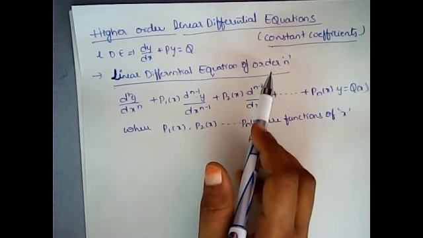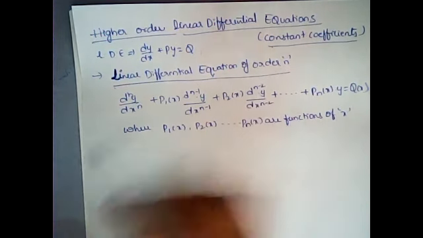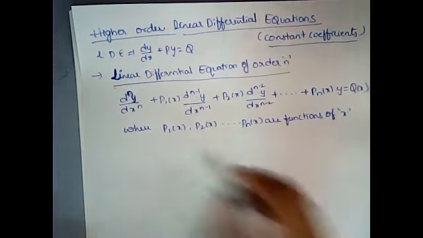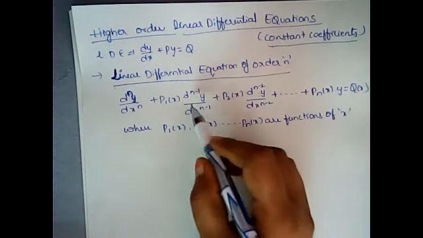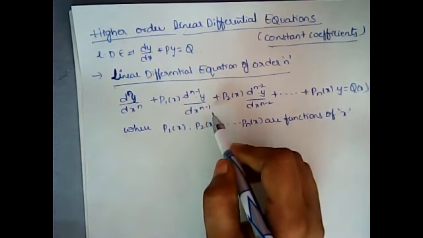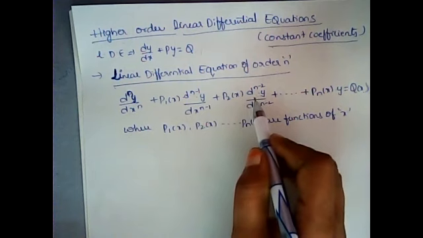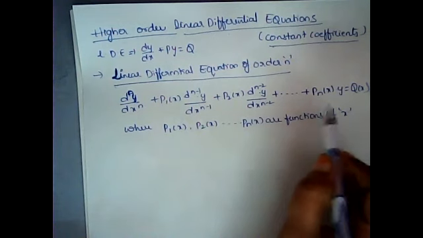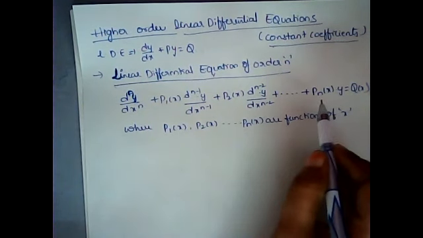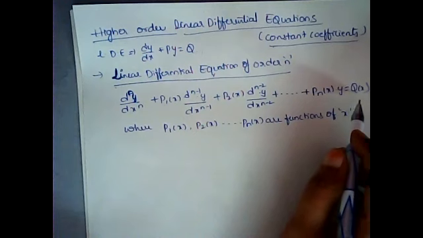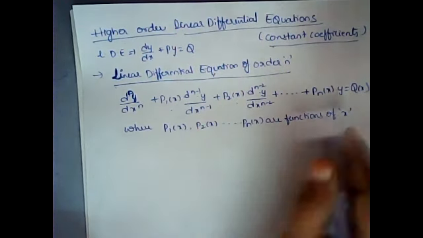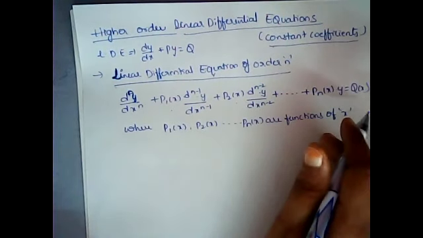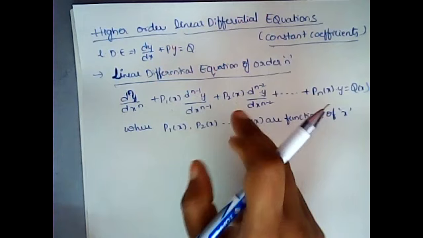The linear differential equation of order n is taken in the form of d power n y by dx power n plus p1 of x into d power n minus 1 y by dx power n minus 1 plus p2 of x into d power n minus 2 y by dx power n minus 2 plus so on, pn of x into y is equal to q of x here. So what are these p1x, p2x and all these? p1x, p2x, all these are nothing but functions of x. So this is the linear differential equation of order n here.